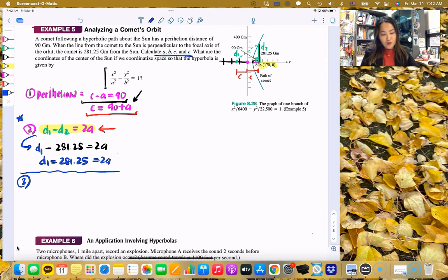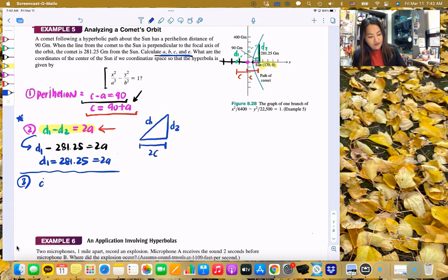But haven't you noticed that this is a perfect right triangle? Perfect right triangle, right? So let's actually draw that perfect right triangle so you see it. That's D1, this is D2, which we know, and what's the bottom here, the base? Well, isn't this C, center to the focus? So that's 2C. So let's write a Pythagorean theorem. D1 squared is equal to D2 squared plus 2C squared.